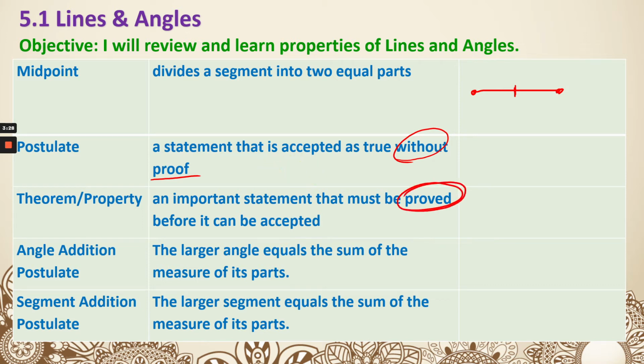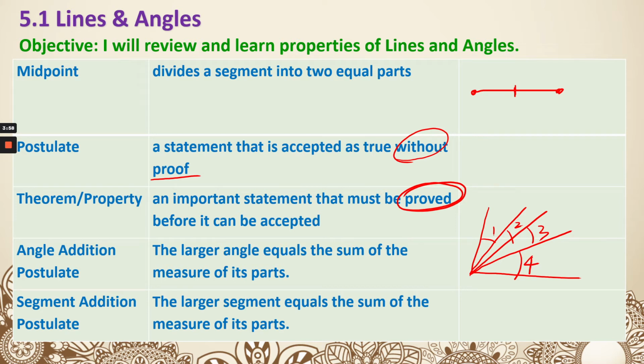So now we have two postulates. Angle addition postulate. The larger angle equals the sum of the measures of its parts. So basically, if we have angles 1, 2, 3, 4, the larger angle is going to equal all of them added together. Because these are the parts, and they add up to equal the larger angle. Segment addition postulate, the larger segment equals the sum of the measures of its parts.